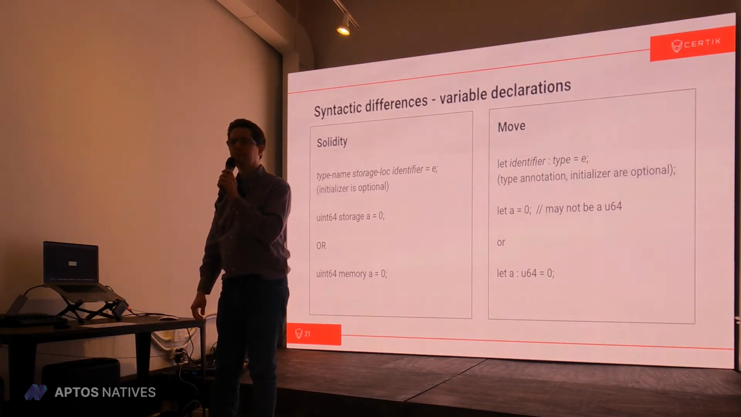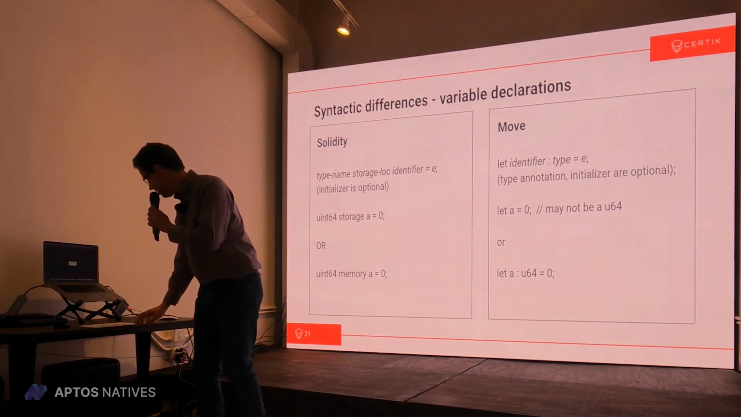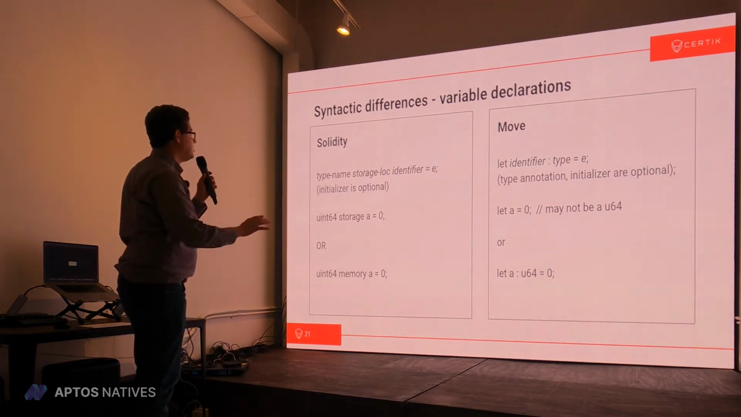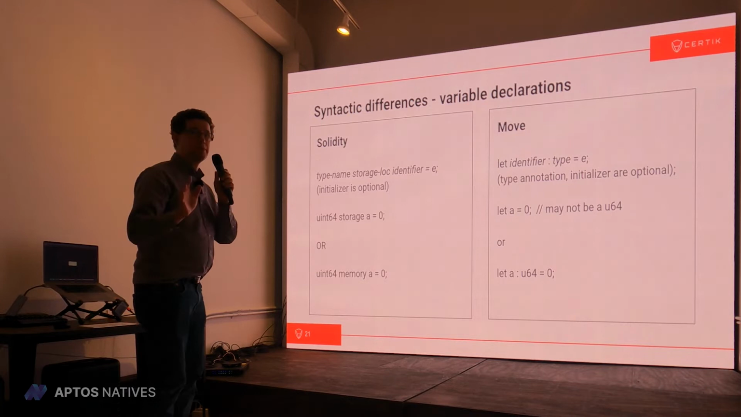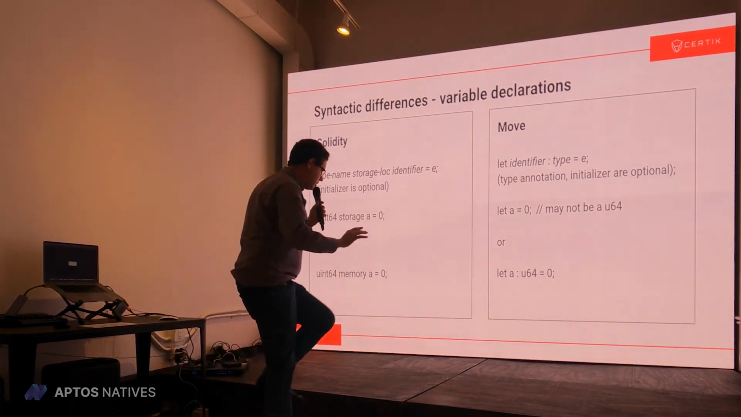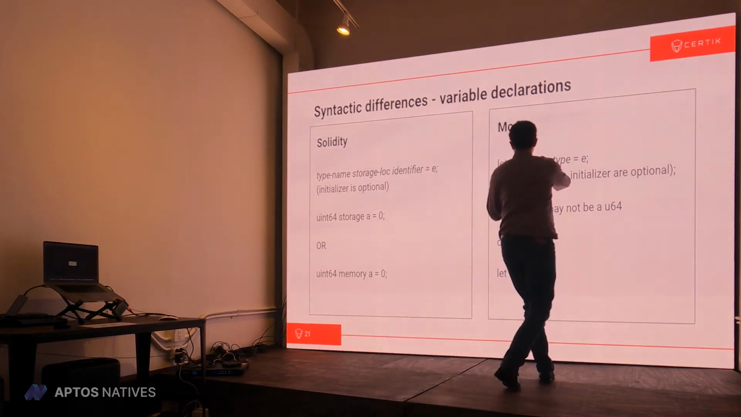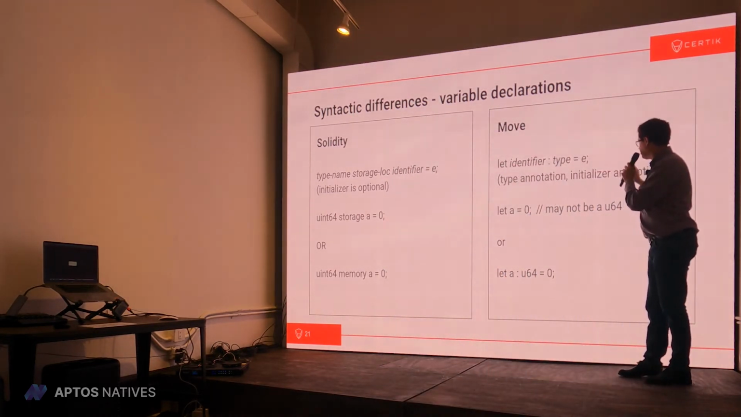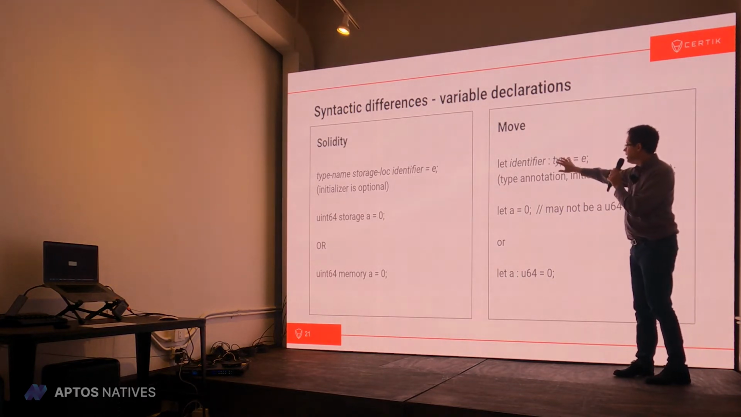Okay, I'll keep going. Now I'm just going to talk about some of the syntactic differences between Solidity and Move. I always like to be able to read the code and understand the code. This is very much a Rust-inspired thing. If you want to declare a variable, you say let identifier: type = e. The type annotation and initializer are optional. The compiler actually tries to infer the type for you here.